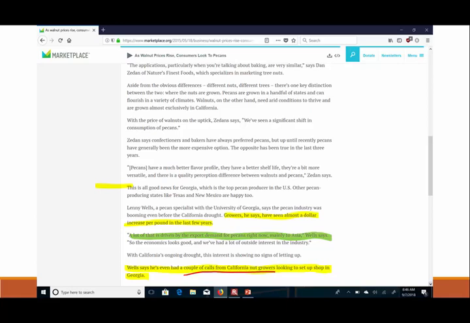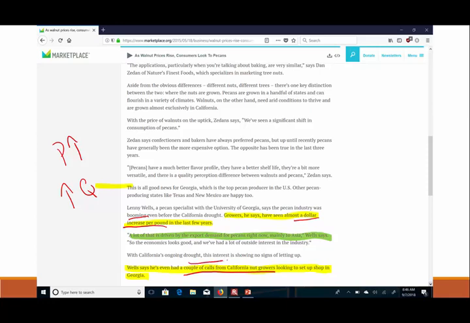If we look at the next line, we've got that there is a $1 increase per pound. So we've definitely got the price going up. We see that the industry was booming even before the California drought, so we've got the quantity going up. Before the drought, of course, is our before scenario in our graph. But there's a lot here to support that the boom is continuing and is in fact driven by the drought.